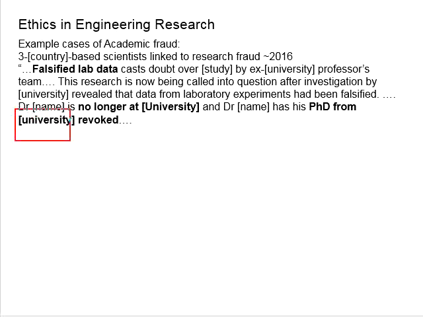the university revoked. You know that academic fraud is a serious matter in the academic community, especially when a researcher chooses to falsify the lab data. The case here is that there are 3 authors in the paper. One of them is a professor in a university. Another one is a PhD student who is doing the research.